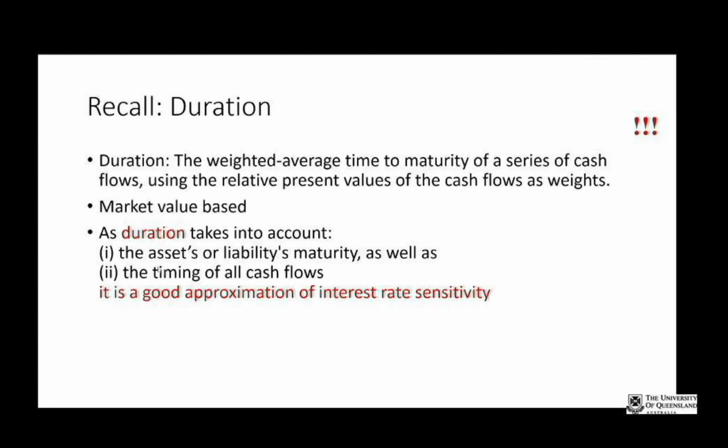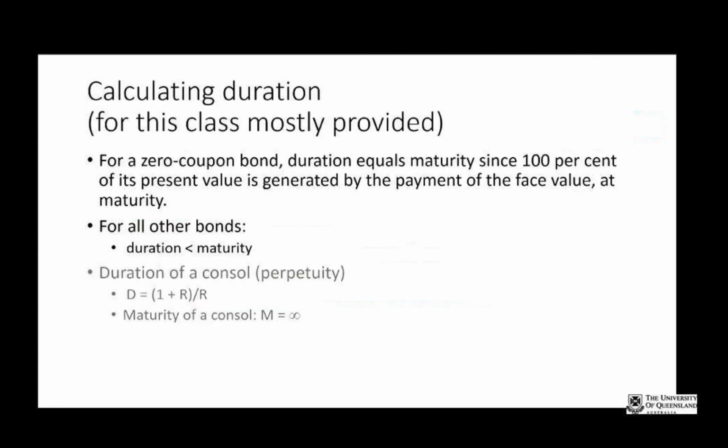Let's go straight to an example. Just a reminder, for zero coupon bonds, duration is basically the same thing as the time to maturity. For all other bonds or financial instruments, the durations are slightly shorter than the time to maturity.